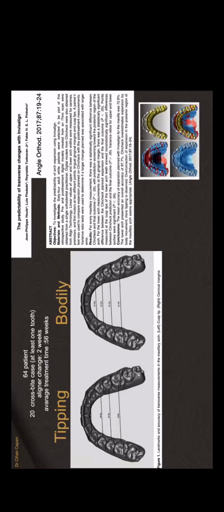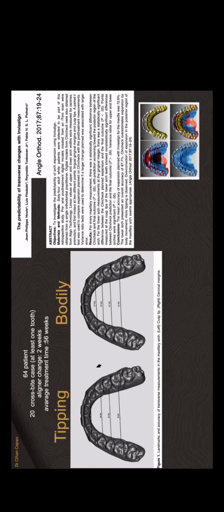So there is a really nice study from Jean-Philippe Holl in 2017. They looked at 64 patients and 20 crossbite cases, where at least one tooth must be in crossbite. They changed the aligners every 2 weeks, and the average time was 56 weeks, which is not so important for us now. What they looked at is they compared the real result with the virtual one, the ClinCheck one, and how the percentage of match was after the treatment.